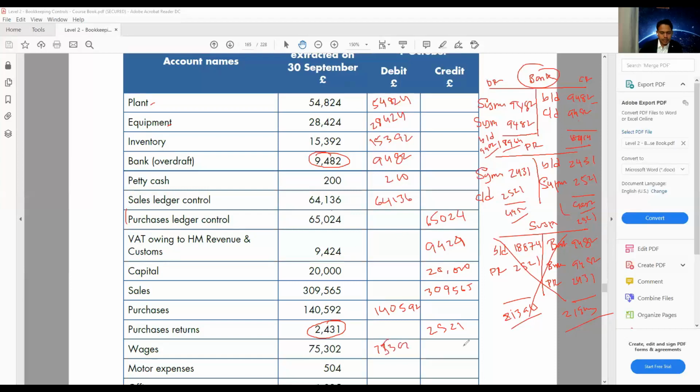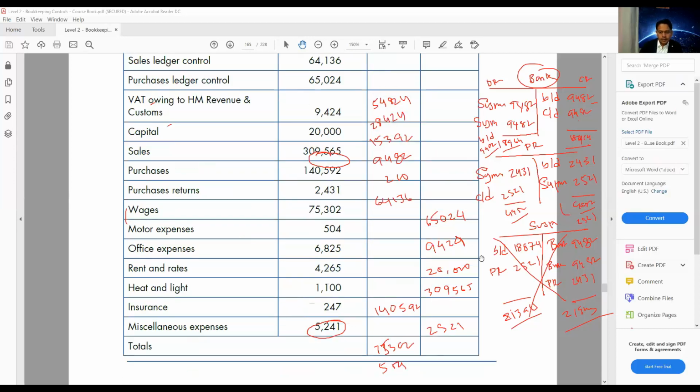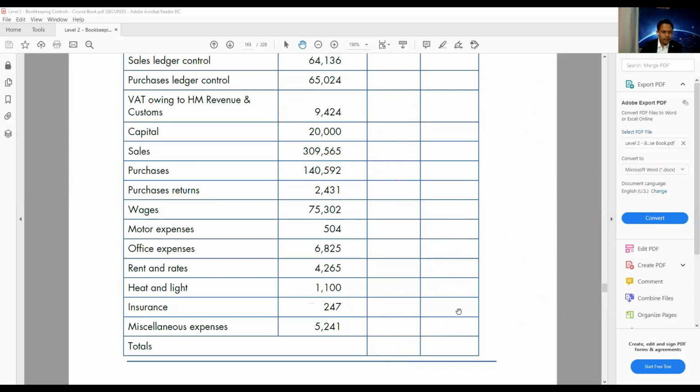Wages, 75,302. Then motor expense 504. You know that. Debit. So after the motor expense, then we have office expense. That is also debit. Rent and rates is expense, debit, 4265. Heat and lighting 1100. Insurance 247. And miscellaneous expense, this is also expense, 5241.